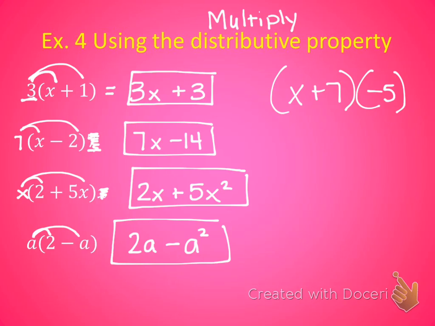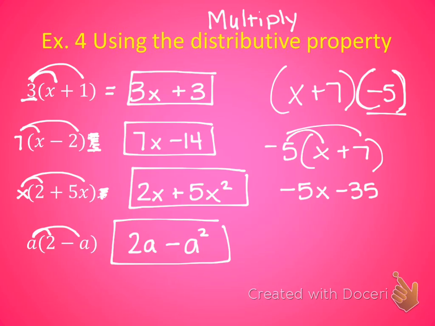Okay? This negative 5 still has to be distributed, because these parentheses right here tell me multiplication. So what you can do is write negative 5 at the beginning and do x plus 7. Then it looks a lot more like the distributive property, right? I would distribute that negative 5 to everything. Negative 5 times x is negative 5x. Negative 5 times 7 is negative 35.